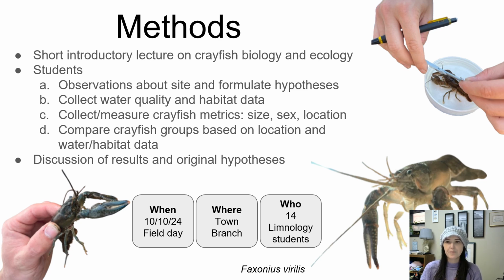At the very end, I had students in groups, and they came back together to compare what they found based on different habitat or different location, and any water quality metrics that they thought possibly influenced the crayfish. So at the very end of the class, we had a discussion where we just talked about what our original hypotheses were and whether or not what we found in the field supported that.